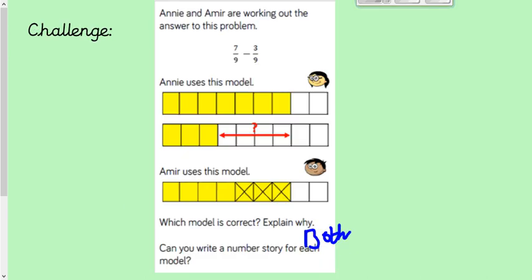And then finally, the last one, they're both correct. So both models they've used are correct. They've just worked it out in a different way. So we have 7/9 take away 3/9. Anna uses this model, so she's done 1 2 3 4 5 6 7/9, and then she's worked out the difference. So she's shown 3/9, and she's just worked out the difference. Whereas Amir has taken them away. So I personally think this method is easier, but either way is correct. So if you had anything along those lines for your number story, then that's great.